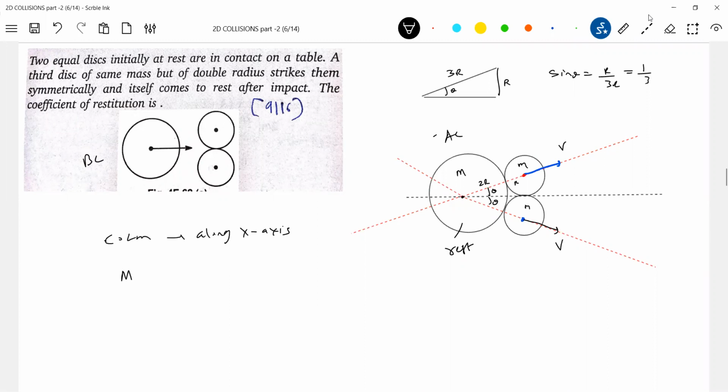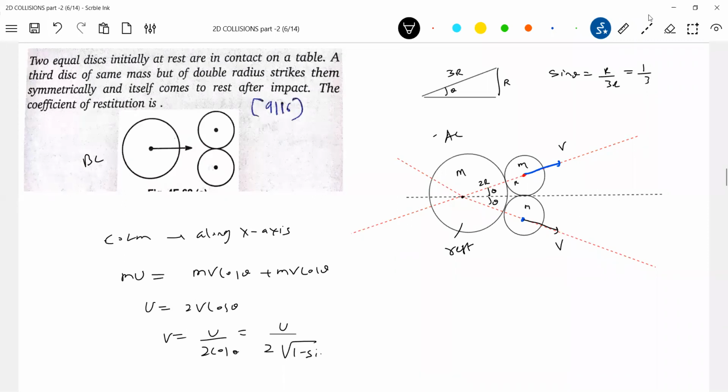So applying conservation of linear momentum along the x-axis. Initial momentum mu should be equal to final momentum mv cos theta plus mv cos theta. So u equals 2v cos theta. So v equals u by 2 cos theta. Sin theta we know this. Cos theta will be root of 1 minus sin square theta, 1 minus 1 by 9, this will be 9, 8. So 3u by 4 root 2. Okay, this is the velocity, I got it.